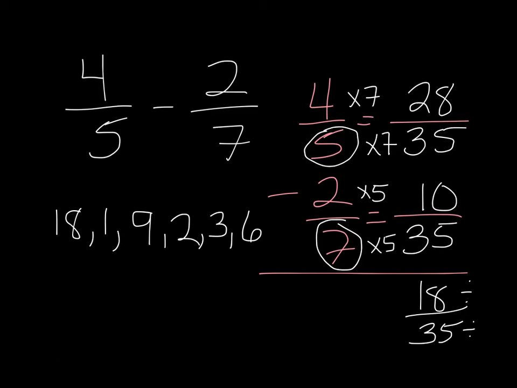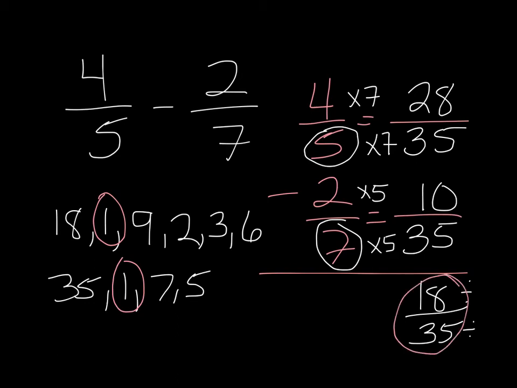Let's take a look at 35 and see which numbers go into 35. 35 and 1, of course, and 7 and 5. Those are the only other two numbers that go into 35. So what do we have in common here? The only common number we have that goes into both of them is 1. Therefore, this number cannot be simplified, and this is your final answer.